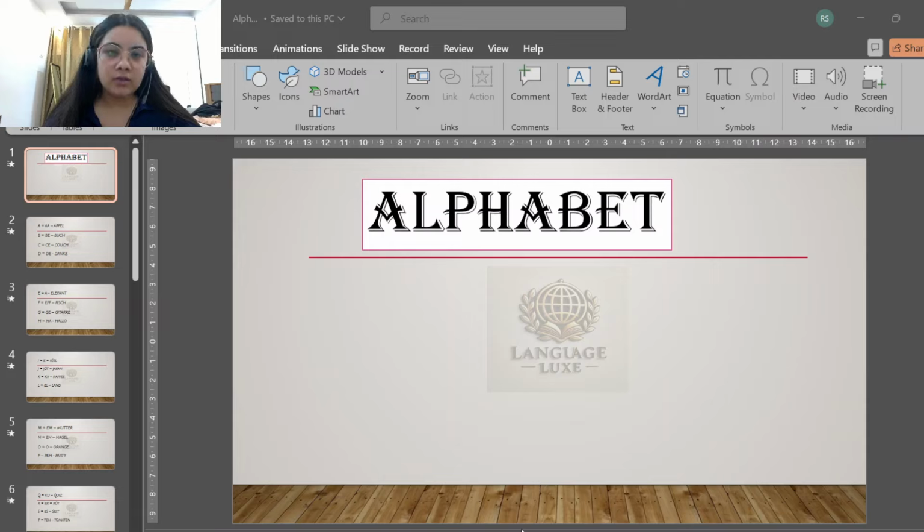Because it's a new language, we are starting with the very basics: the alphabet. Alphabets are basic, but it is the most important part when we start our language journey. Just as in nursery class, when we were learning English or Hindi, we started with alphabets, right? So that is what we are going to start. It is a very crucial part, so please be attentive. Whenever I speak any alphabet, please repeat after me for better understanding and pronunciation as well. So let's begin.